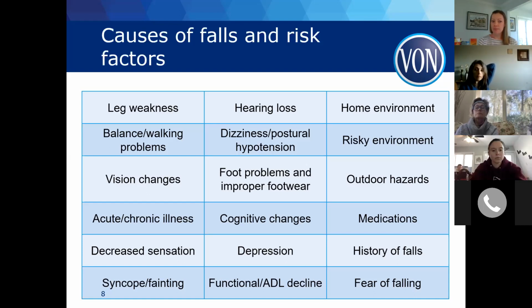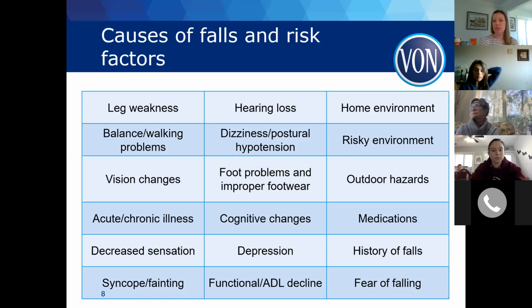The next one is syncope, or fainting. Syncope is fainting, essentially, and sometimes that's what causes a person to have a fall. Those ones are harder to prevent because sometimes people experience that without even having any kind of warning signs. And it's also linked to the dizziness and postural hypotension that's in the next column.